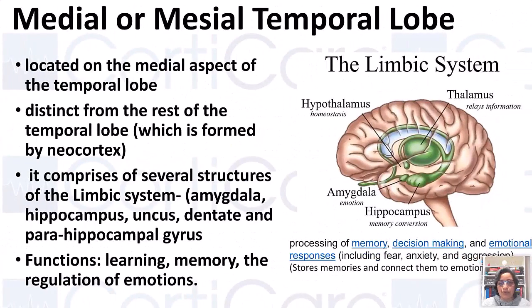The mesial aspect of the temporal lobe, the limbic system, comprises the thalamus, hypothalamus, amygdala, and hippocampus. Out of these structures, the amygdala and hippocampus are part of the mesial temporal lobe. The major functions of these structures are in learning, memory, and regulation of emotions. The emotional responses like fear, anxiety, and aggression come from the amygdala, and long-term memory and decision-making reside in the hippocampus. Apart from that, the temporal lobe is a site of auditory function and a center for language.